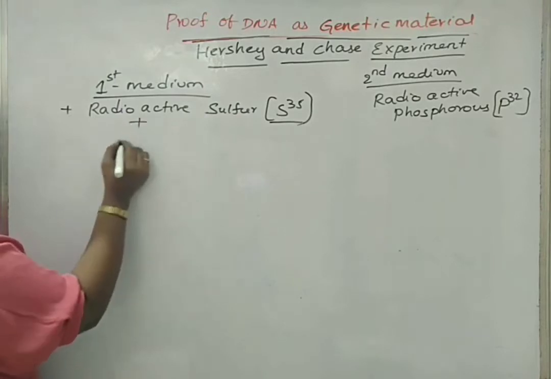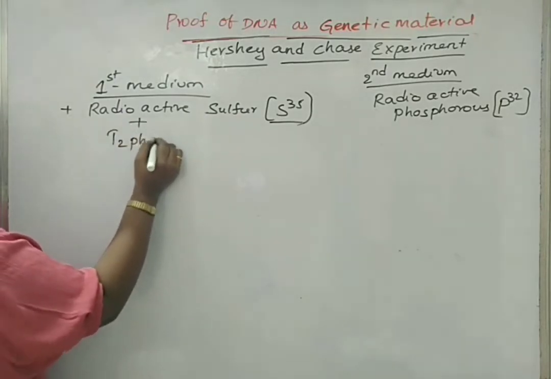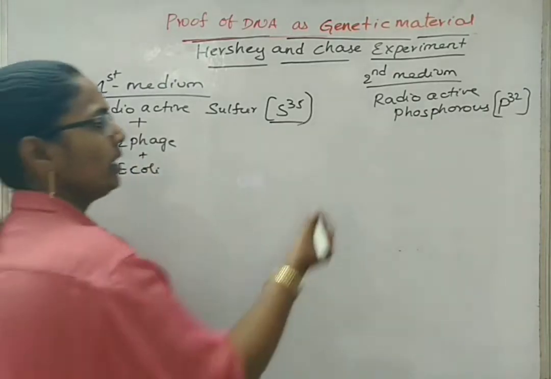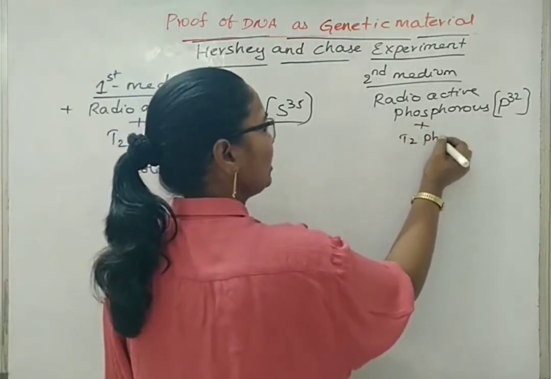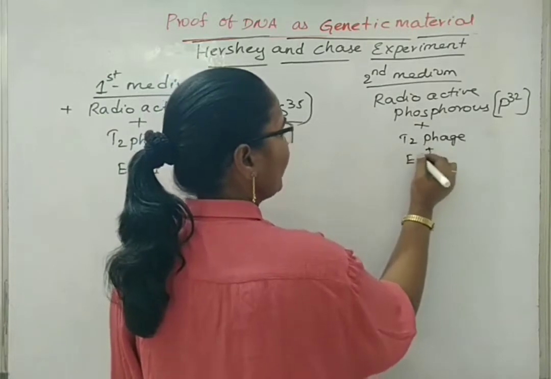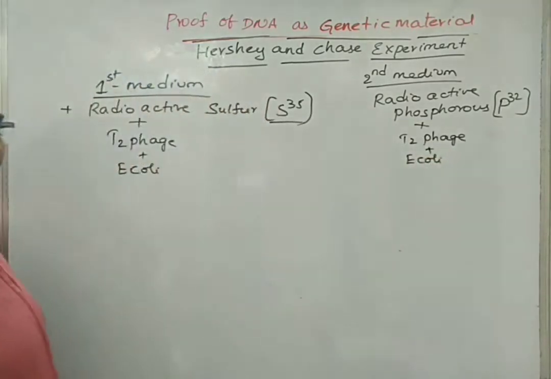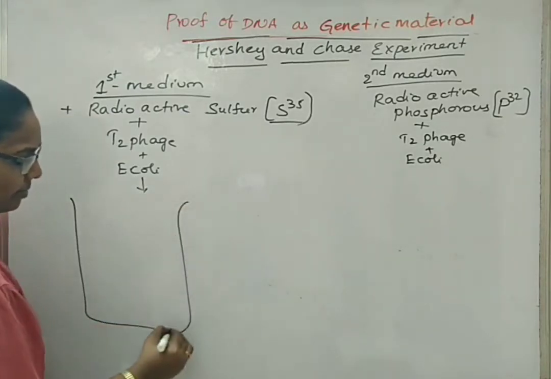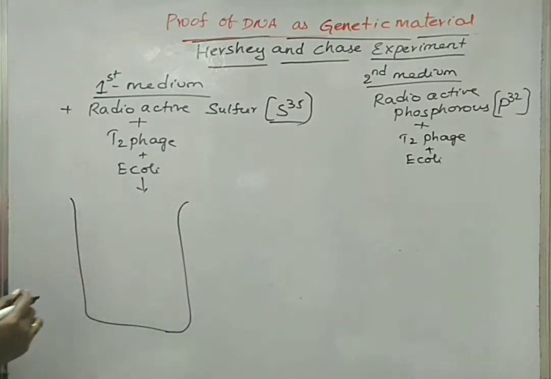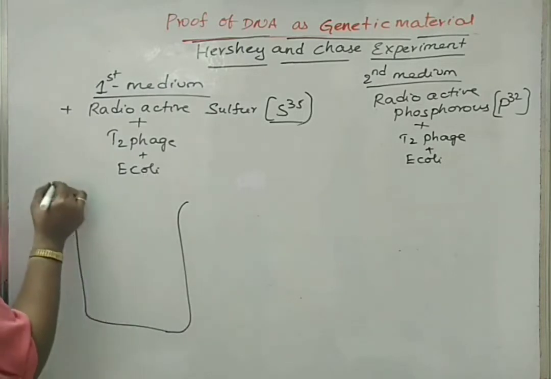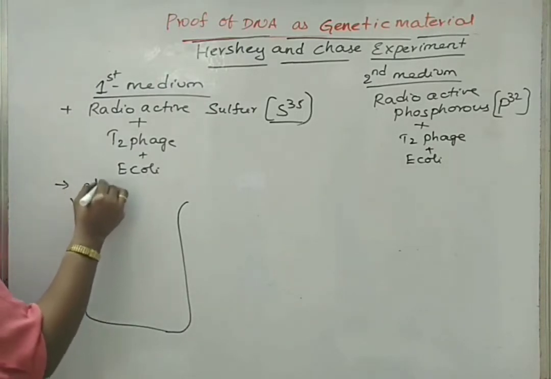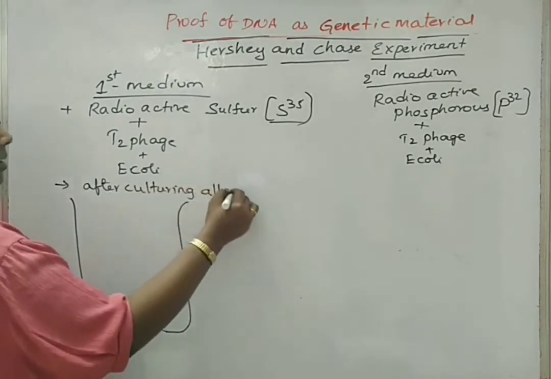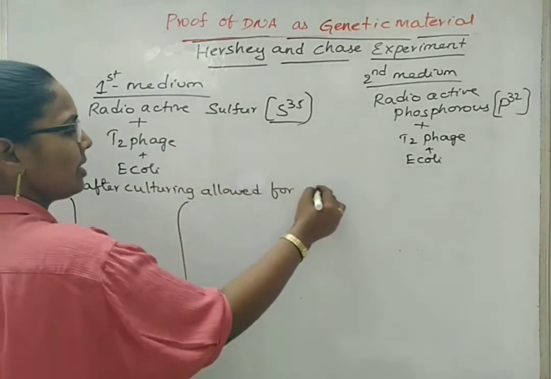Now this one plus T2 phage plus E. coli. Here also this one plus T2 phage plus E. coli. When they are cultured in the test tube, after culturing, they are allowed for centrifugation.